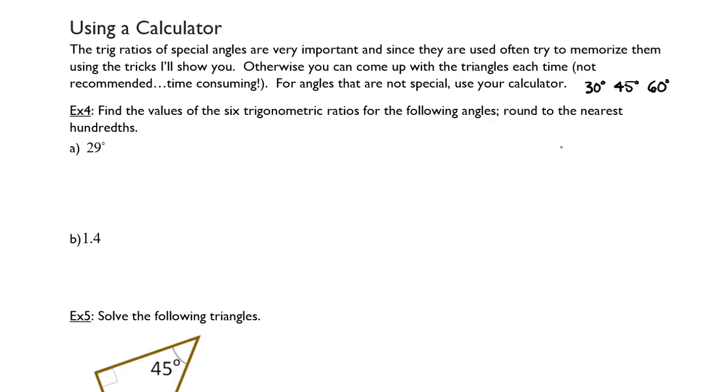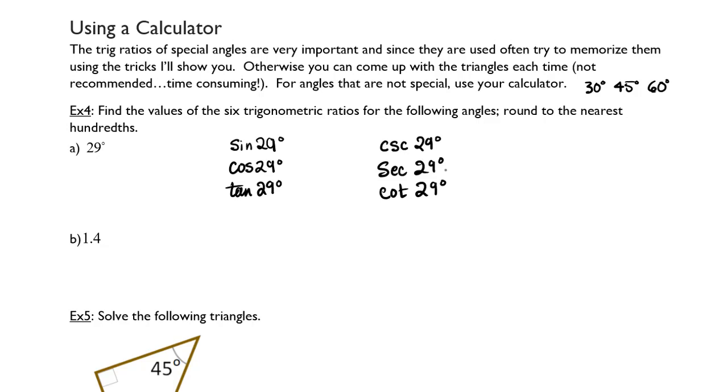So let's find the values of the 6 trigonometric ratios for the following angles. So we need to find sine of 29 degrees, cosine of 29 degrees, tangent of 29 degrees, and then we're going to go over to cosecant of 29 degrees, secant of 29 degrees, and cotangent of 29 degrees. So let's start out with sine of 29 degrees.